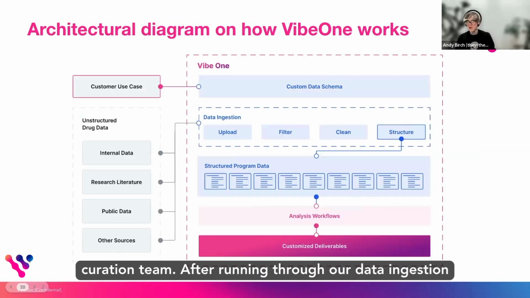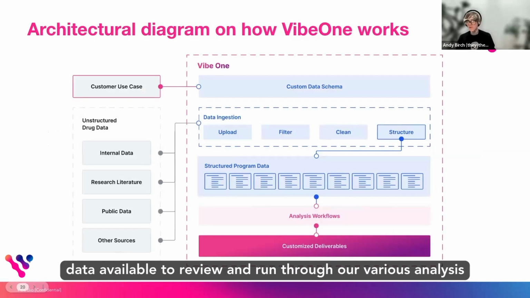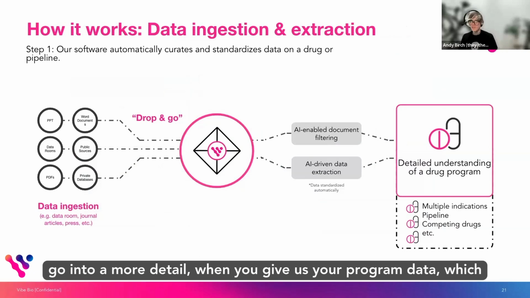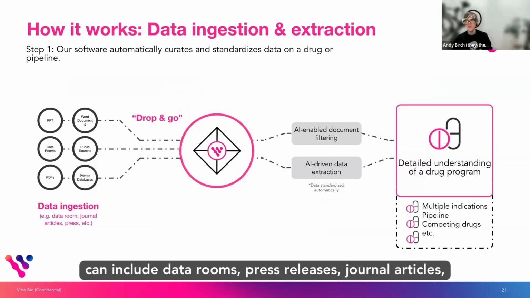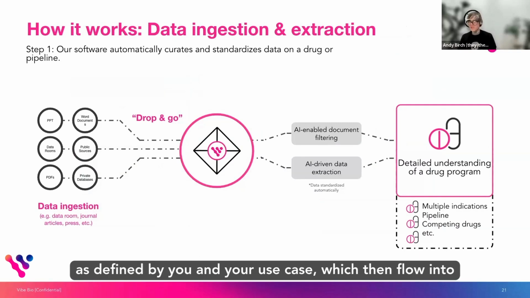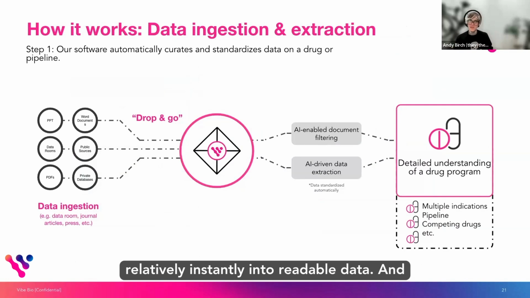After running through our data ingestion process, it's turned into stable, usable, structured data available to review and run through our various analysis workflows into shareable outputs and deliverables. To go into a bit more detail, when you give us your program data, which can include data rooms, press releases, journal articles, and any other documents you have, VibeOne then curates, sorts, filters, and prepares that unstructured data for our AI tools to extract the relevant information, as defined by you in your use case, which then flow into your schema. This allows you to turn huge volume of documents relatively instantly into readable data.